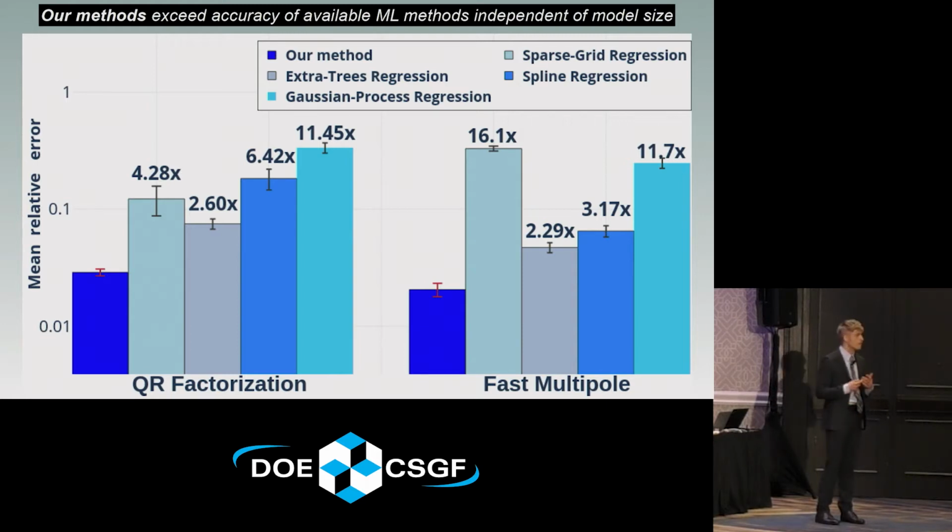And the takeaway from this slide is that our methods are more accurate than available machine learning methods, independent of model size. So our methods are on the left, the dark blue, and we compare against extremely randomized trees, Gaussian process regression, sparse grid regression, spline regression for two applications here. QR factorization takes 7 parameters, and a fast multipole method takes 5. And I want to mention that the most accurate machine learning method, so randomized tree regression, those models take upwards of 1,000 times more memory than our methods.